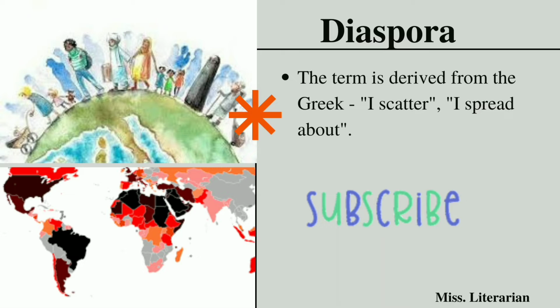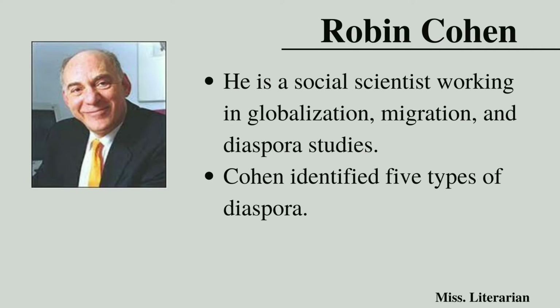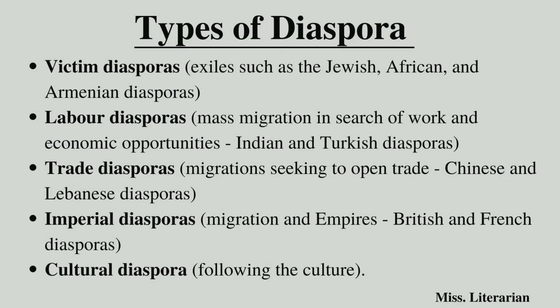Let us see the 5 types of diaspora identified by Robin Cohen. Robin Cohen is a social scientist working in the fields of globalization, migration, and diaspora studies. First, he points out victim diasporas. Victim diasporas arise basically out of banishment, that is exile from one country to another. This is done out of punishment.